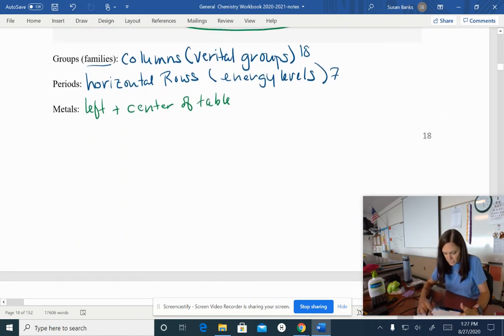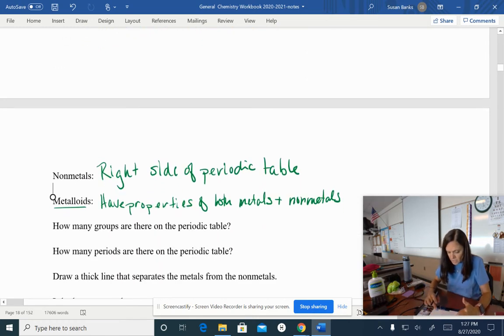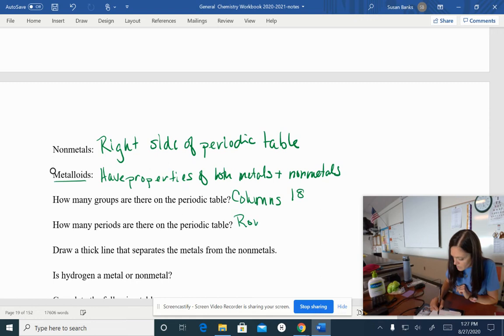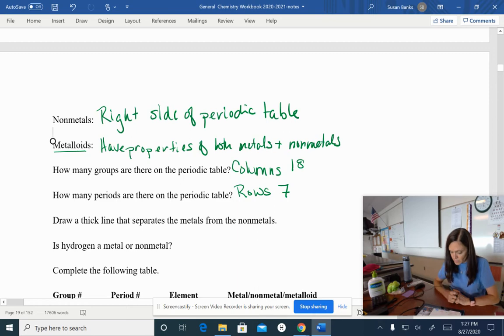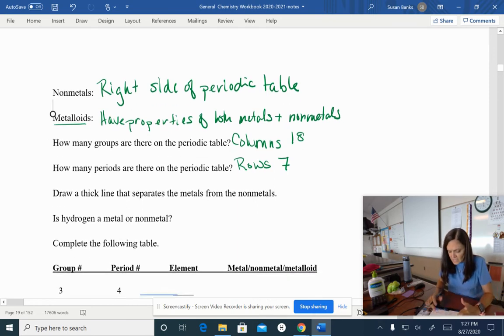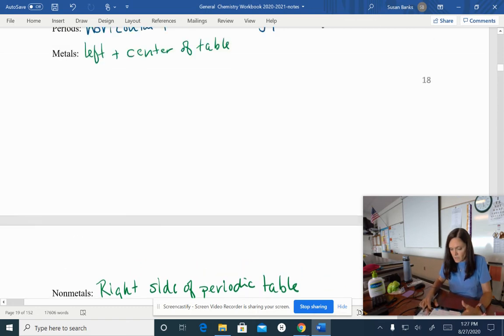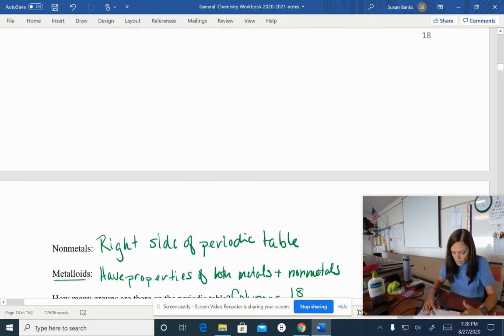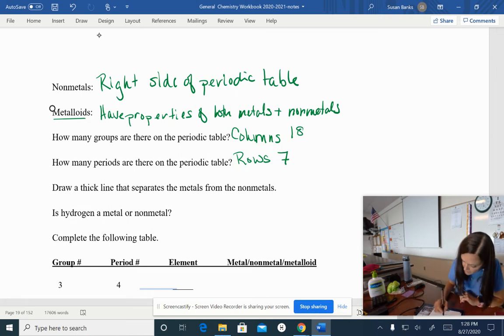Okay, so let's go and fill out more of our notes. We already did this. How many groups? Remember, the groups are the columns. We had 18 groups. How many periods are there? Remember, these are the rows. We had 7 rows. We already drew that thick line that separates the metals from the nonmetals. Is hydrogen a metal or a nonmetal? Remember, I told you that hydrogen was the one exception. So hydrogen really should be over here with the nonmetals. So hydrogen is a nonmetal.